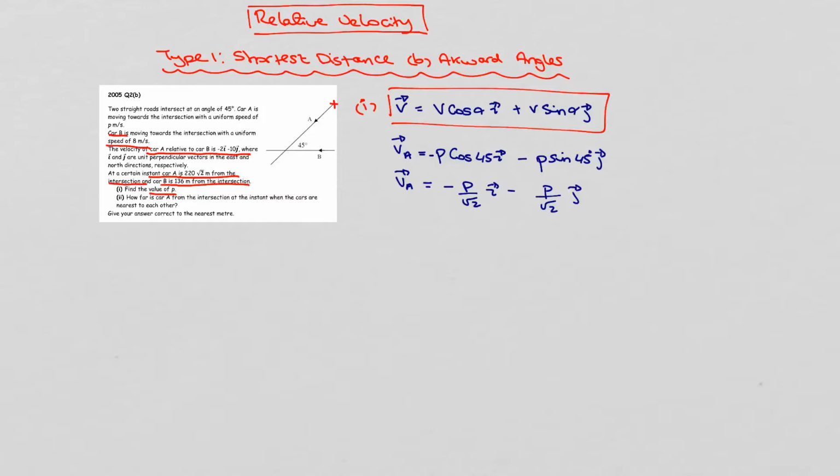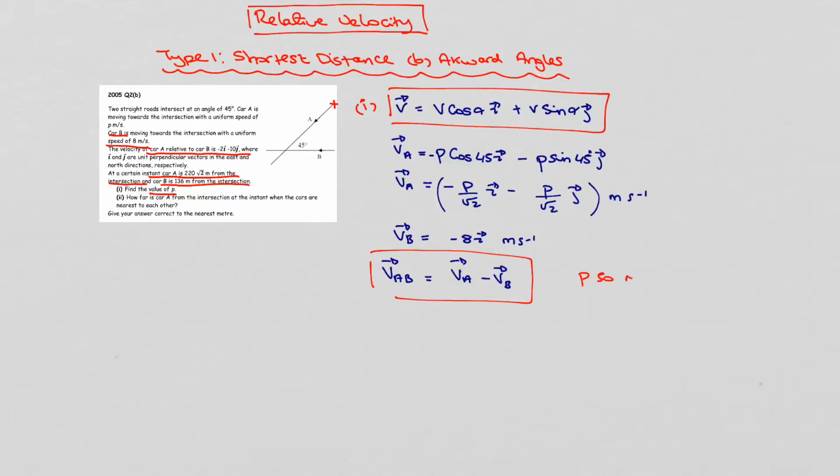So now we have the velocity of A in terms of i and j, and that's going to be in meters per second. Well, we know the velocity of B is heading in a westerly direction, so that's going to be minus 8i plus 0j meters per second. So therefore the velocity of A relative to B, again page 50 in our maths tables, tells us that that's going to be the velocity of A minus the velocity of B.